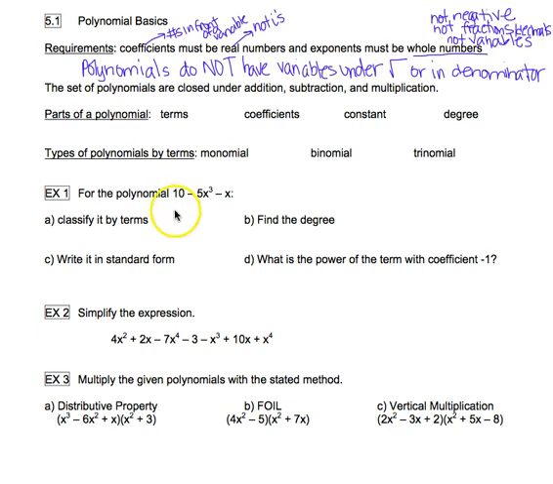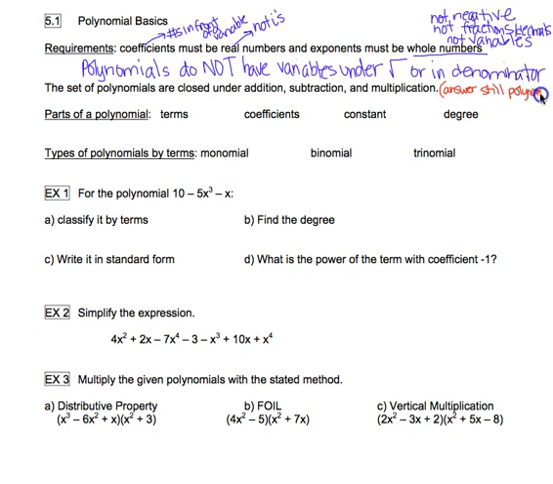The set of polynomials are closed under addition, subtraction, and multiplication. What that means is that when you add any 2 polynomials, you get another polynomial. When you subtract any 2 polynomials, you get another polynomial. When you multiply any 2 polynomials, you get another polynomial. So the answer is still a polynomial.